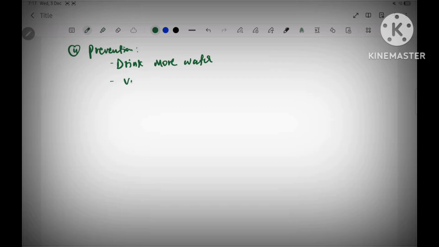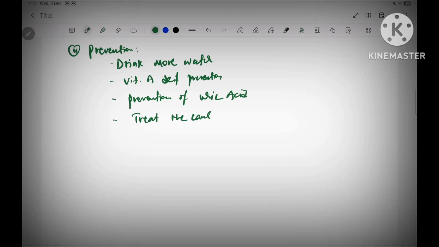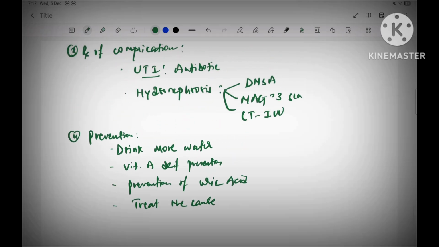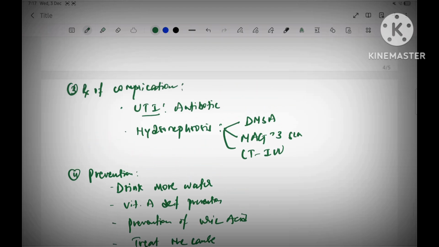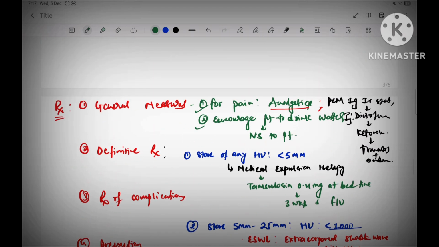And what are other preventions? Vitamin A deficiency prevention, and prevention of uric acid. And we have to treat the cause also, like if the stones are formed in gout, like hyperuricemia, uric acid stones, then we have to control the uric acid also. So in this way the cause also needs to be treated. So in this way the topic of nephrolithiasis is completed.